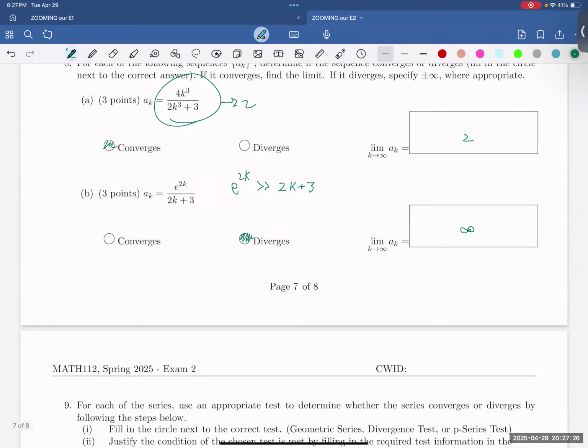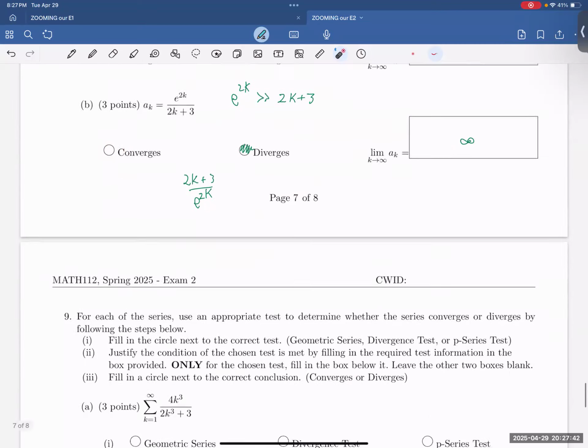If it had been the other way around, like 2k plus 3 over e to the 2k, in this case, infinity over infinity, but the denominator wins. It's like a number over something getting bigger, and that's 0. That would converge and go to 0.